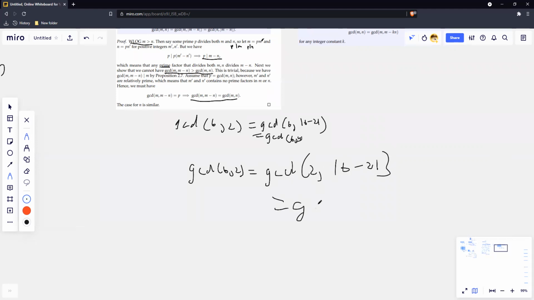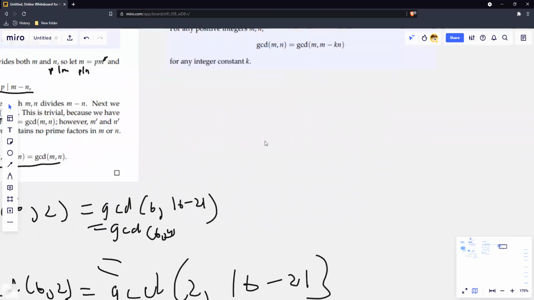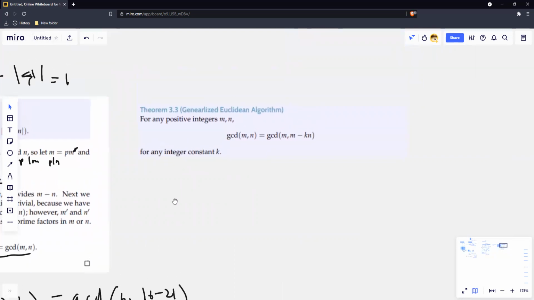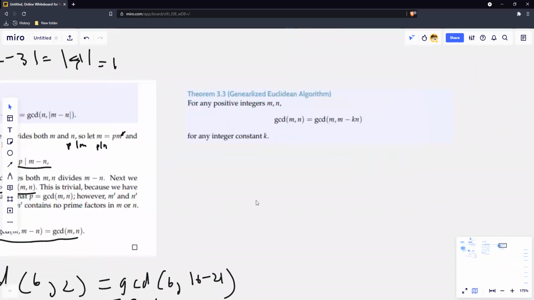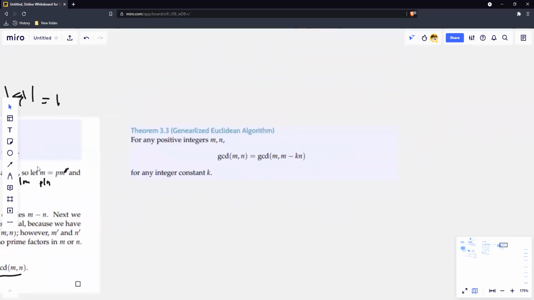So this gives us GCD(2, 4), and these are equal. So GCD(6, 4) is equal to GCD(2, 4). And this is a generalized Euclidean algorithm. It's basically applying this again and again. It's pretty easy to prove, so we can leave it as an exercise if you want.